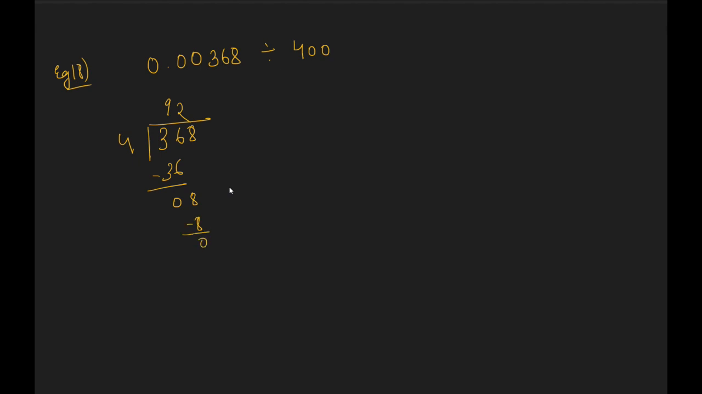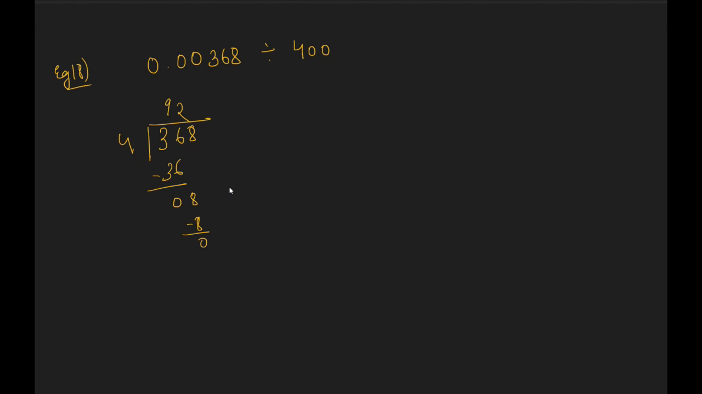So you have example 18 and it says 0.00368 divided by 400. So you have two zeros in the divisor. So the easy method to do this, children, is just divide 368 by 4. You'll see why this is easy. 4 nines are 36. So 8 will come down. 4 twos are 8. So you get 92. The quotient is 92, children.